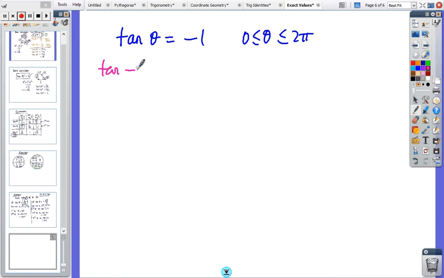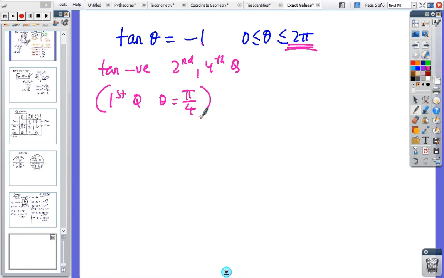First thing you do: tan is negative. All stations to central, so it's negative in the second and fourth quadrant. We pretend that in the first quadrant we have a positive answer. Now we're in radian mode, so if we pretend it's a positive one, we get pi on 4, the 45 degree one.